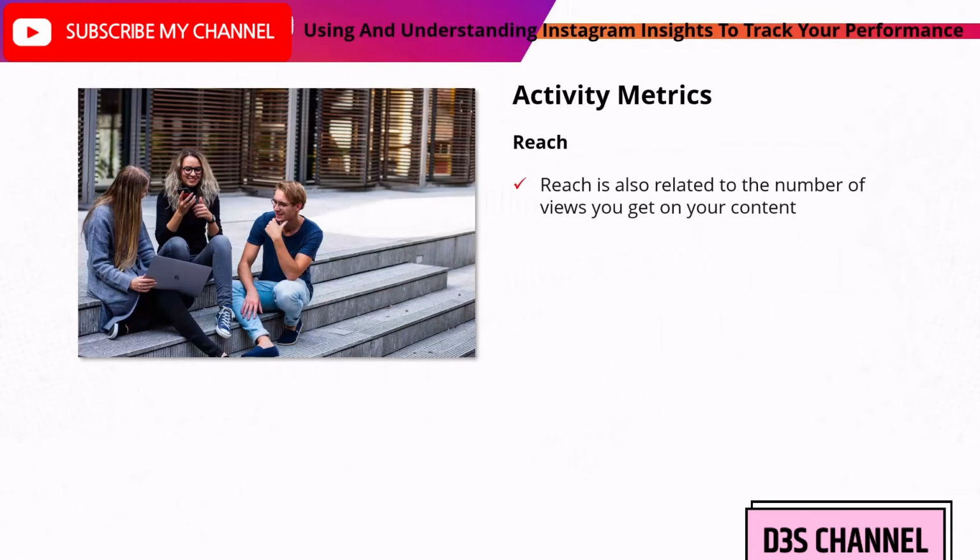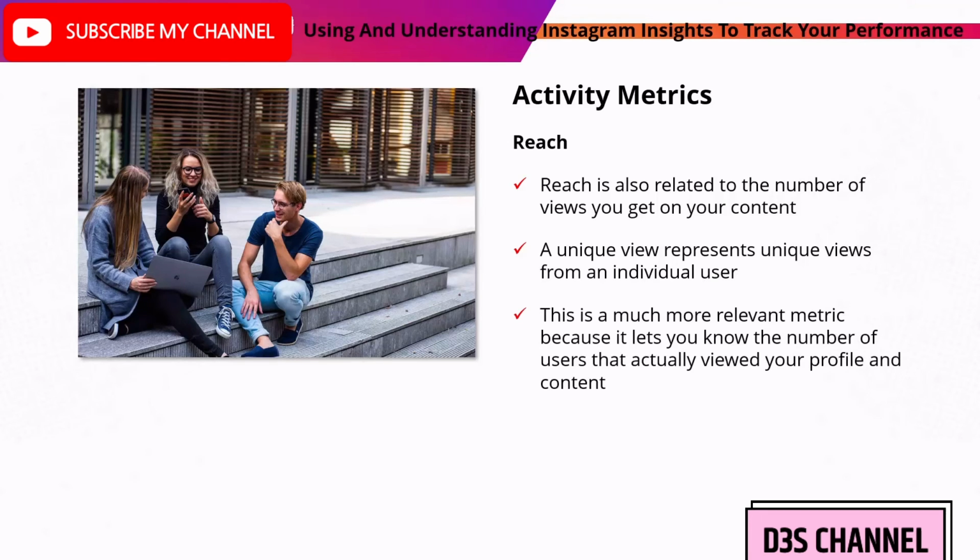Reach. Reach is also related to the number of views you get on your content, but this time it relates to unique views. A unique view represents views from an individual user. So if one user visited your profile and then searched your content, it counts as a unique view. This is a much more relevant metric because it lets you know the number of users that actually viewed your profile and content. This is a strong signal of intent.